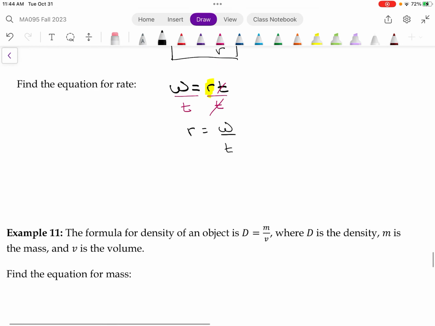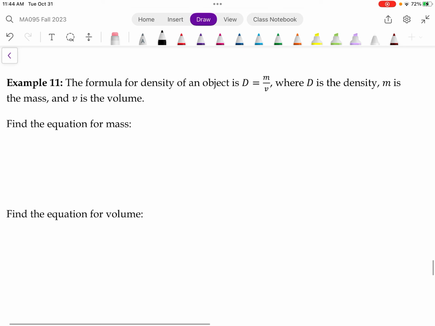Okay, so let's try another one. The formula for density of an object is D equals M over V. D is the density, M is the mass, V is the volume. Find the equation for mass and find the equation for volume. So try pausing the video and see if you can find those equations.